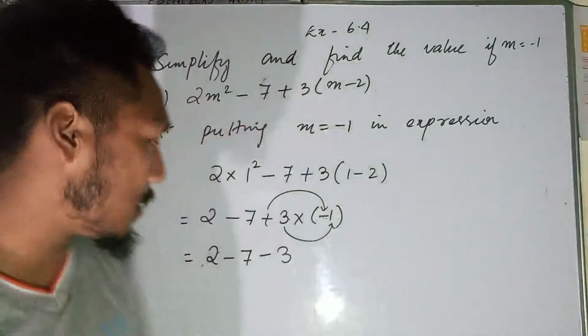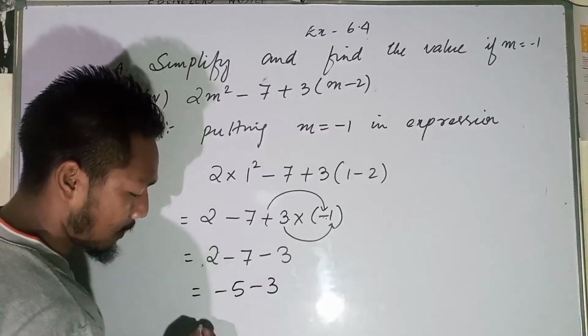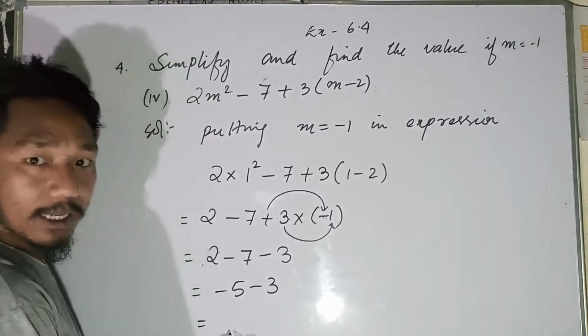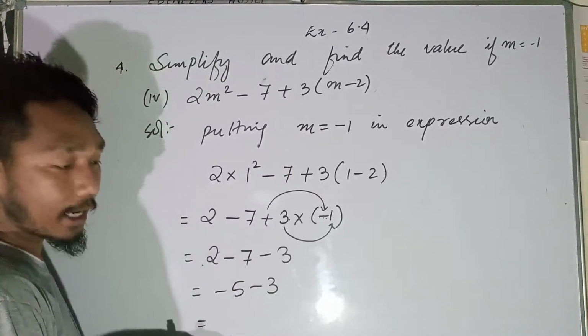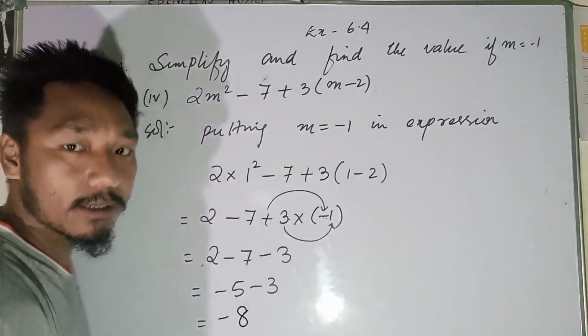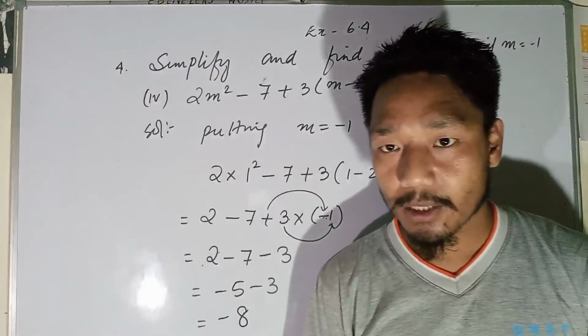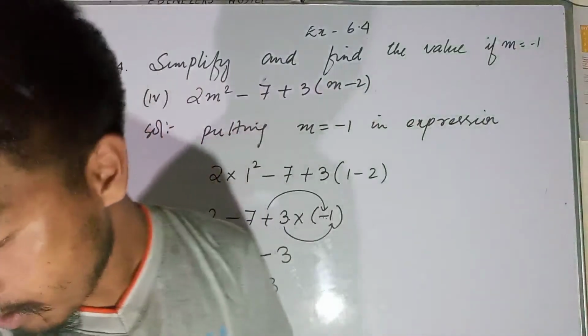Now you see here, 2 minus 7 is minus 5, minus 3. Minus 3, minus, same sign. If same sign, what? Numbers get added. So minus will be there and the numbers will get added, that is 8. 5 plus 3 is 8, so minus 8. Okay, so this is how we do Roman number 4.